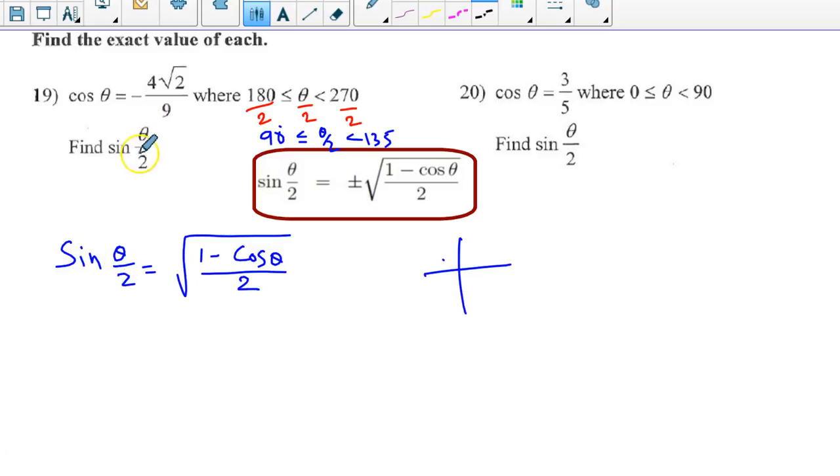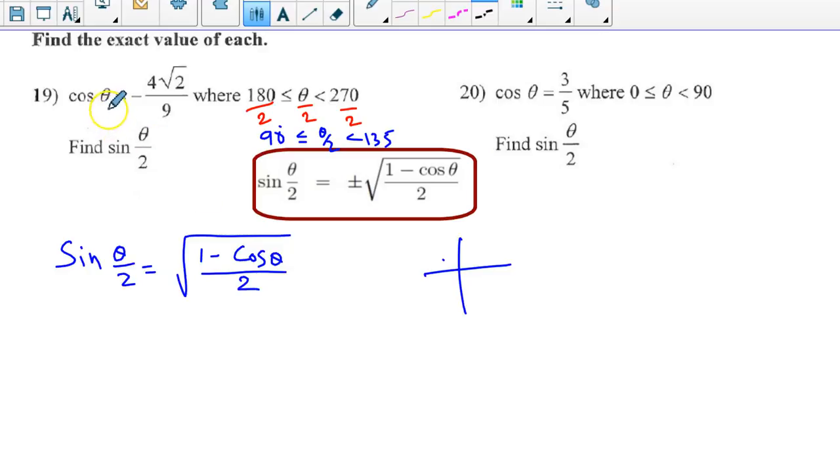we don't have to worry about taking the Pythagorean theorem, a squared plus b squared equal to c squared, finding the third side like we did in the previous problems, and then finding whatever ratios are needed, whether it is sine, cosine or tangent, because the cosine value is already given to us. Cosine theta equal to negative 4 square root of 2 over 9. And in the formula also I have only cosine.